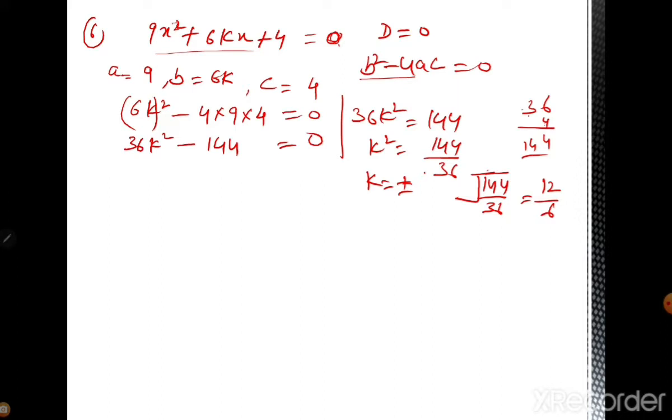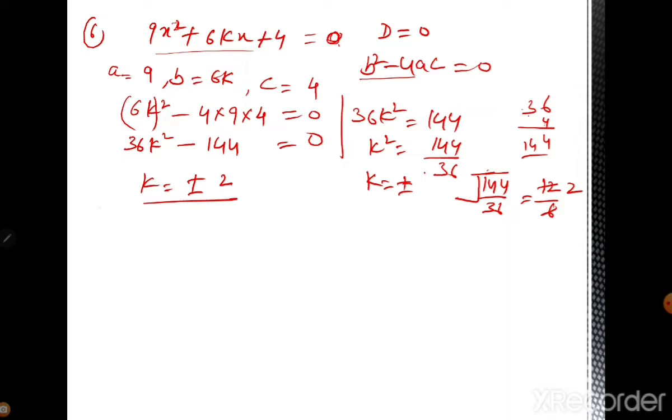Right? And you can see that 144 is the square of 12, and 36 is the square of 6. And then 12 by 6 is what? 2. So k will be plus minus 2. You can cancel it here also, as we know that 36 4s are 144. Then you can take the square root.